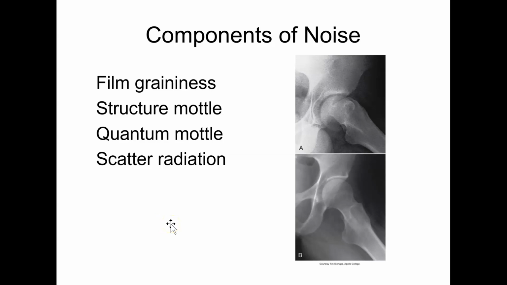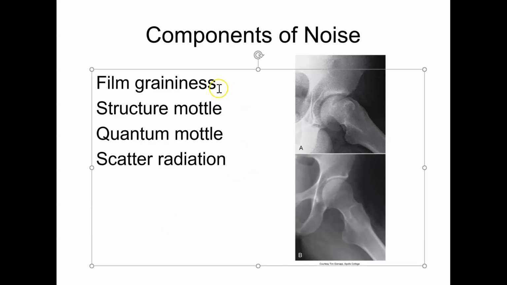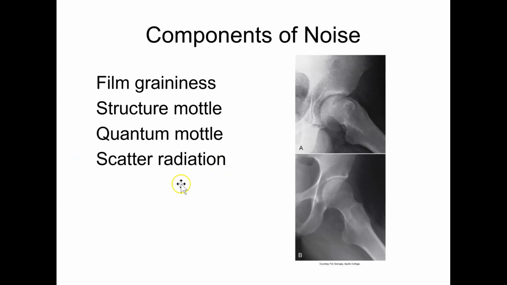So components of noise: film graininess. Now you won't need to know about that because the registry is not going to test you on film screen. However, structure mottle, that would be pathology or something within the patient that is causing mottle. Quantum mottle is when there aren't enough photons to give us a good exposure. And then scatter radiation is another factor in noise on your image. Too much scatter is going to give you a very grayed out image.